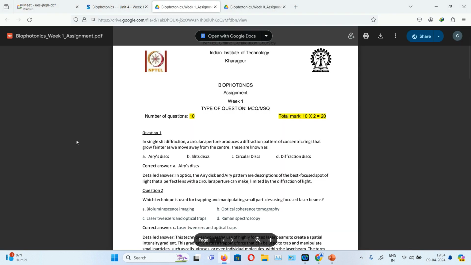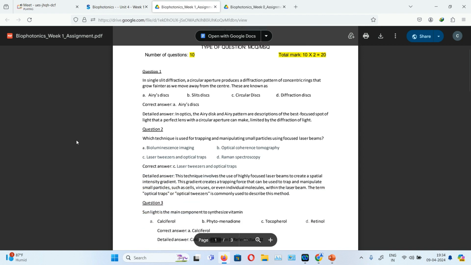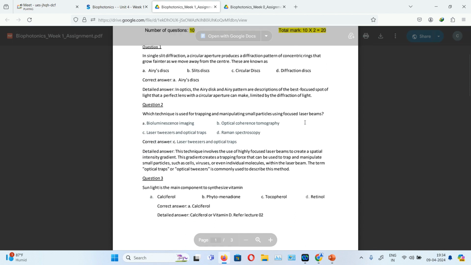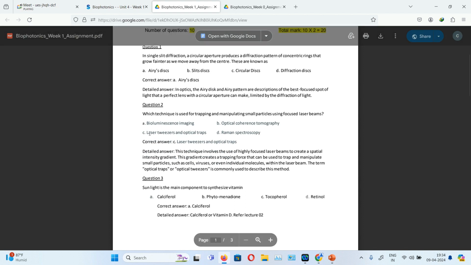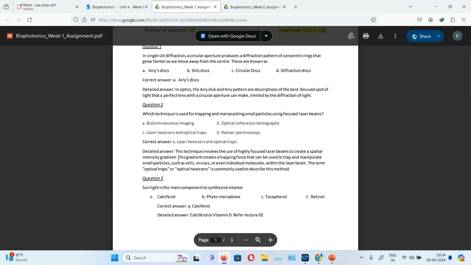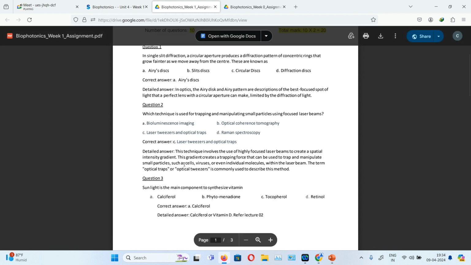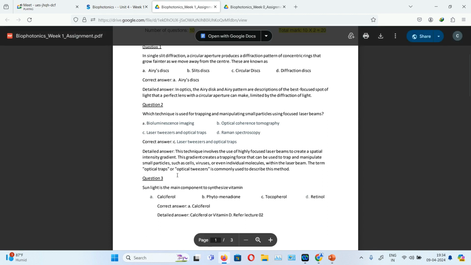So going to the next question. Which technique is used for trapping and manipulating small particles using focused laser beams? We already discussed that in the last two weeks. That is called optical tweezer, laser tweezer or optical traps. The technique involves highly focused laser beams to create a spatial density gradient used to trap and manipulate small particles, such as cells, viruses, individual molecules. We can trap polystyrene beads with optical traps.